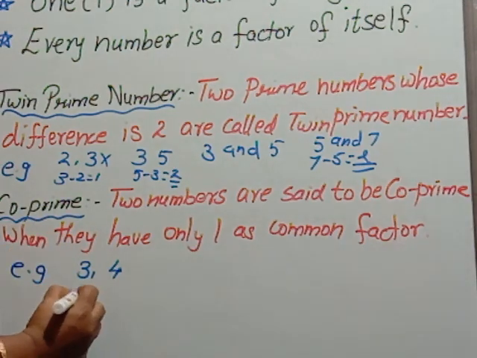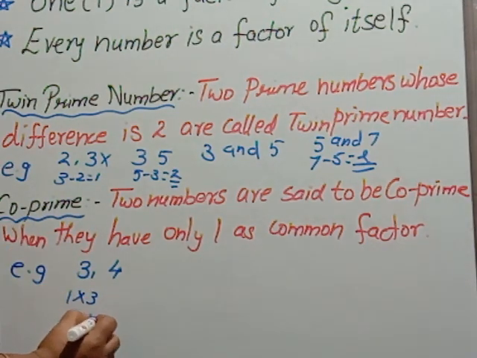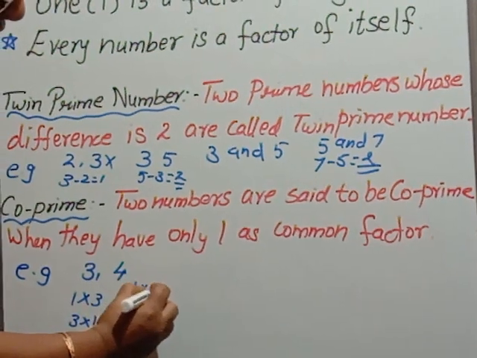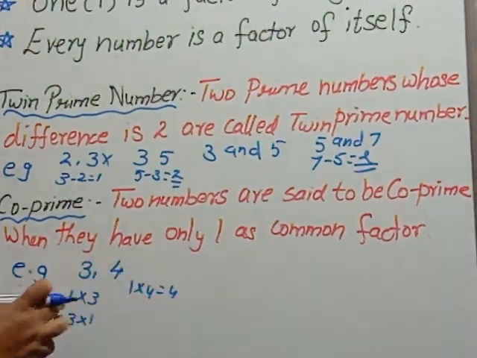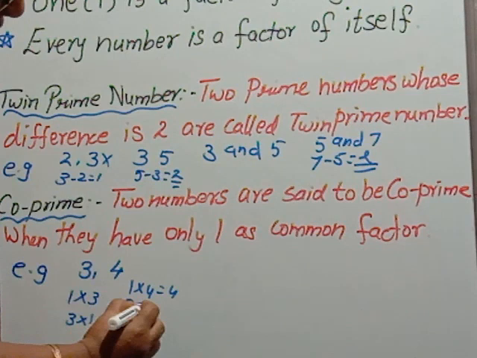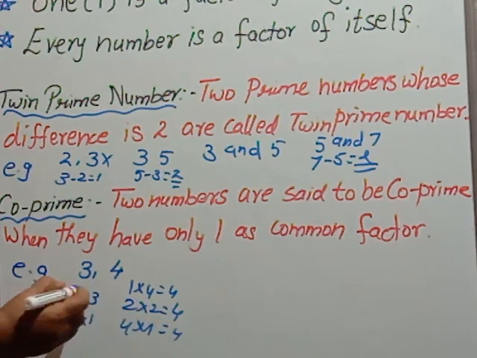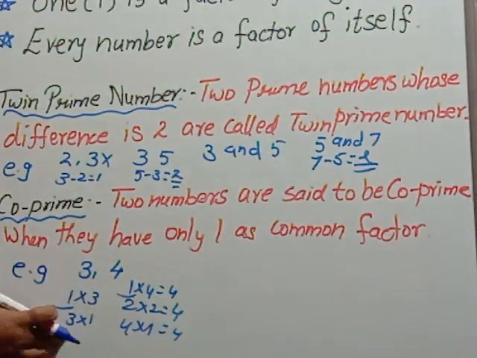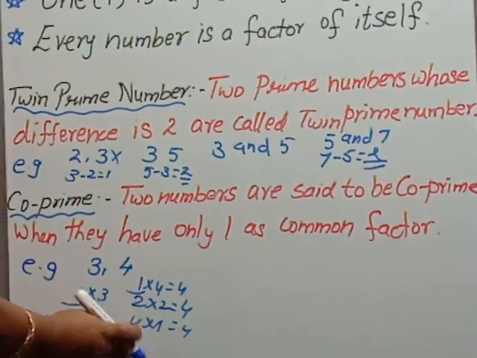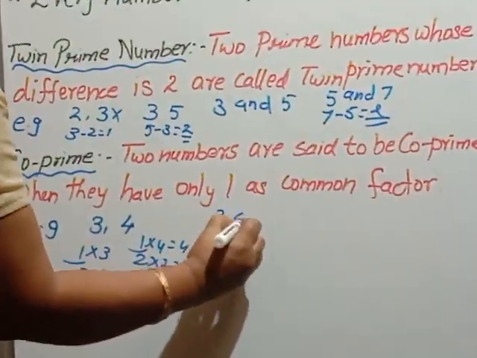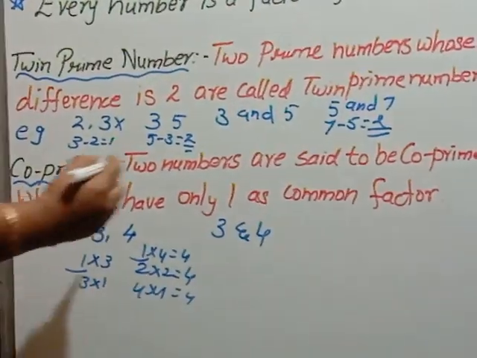Yes, here 1 3s are 3, 3 1s are 3. Here 1 4 is 4. The common factor, that only we have to find out. 4 1s are 4. Here the common factor is only 1. The others, 3 here, and 2 and 4, these two are different. So 3 and 4 are co-prime numbers.